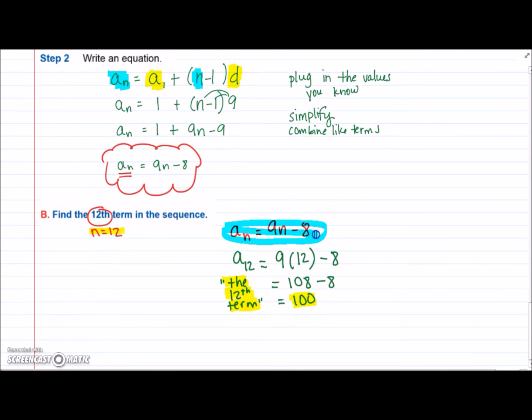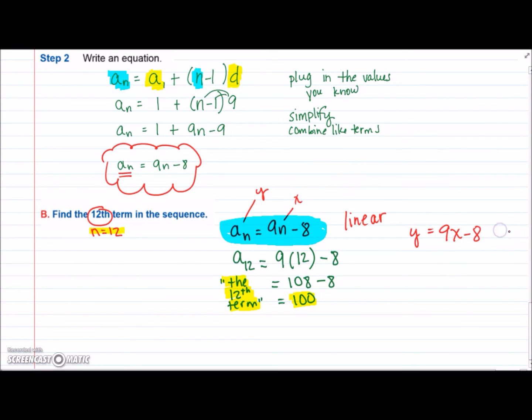Take a look at this and then we're going to be finished. You should be able to look at that and realize that it is linear. We don't have an x and a y, but the n is like our x, and the a sub n is like our y. And it follows all the rules for a linear equation, right? If it looked like y equals 9x minus 8, no variables with exponents, no variables in the denominator, and no variables multiplying each other. So an arithmetic sequence gives us a linear equation.